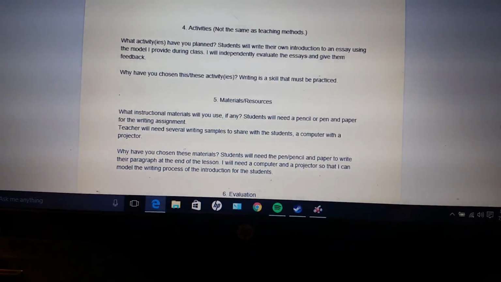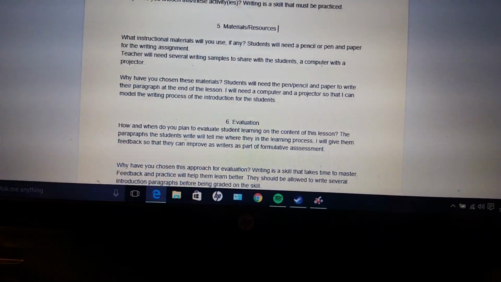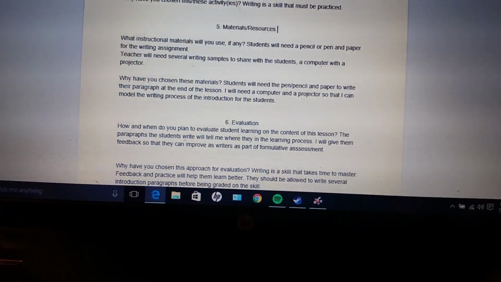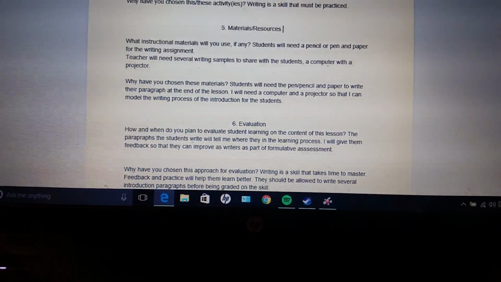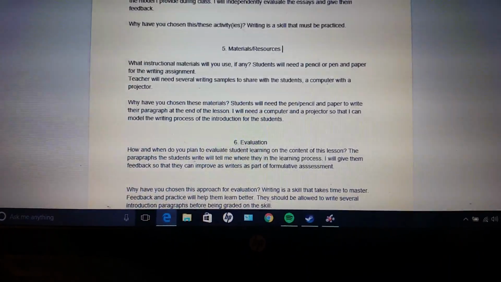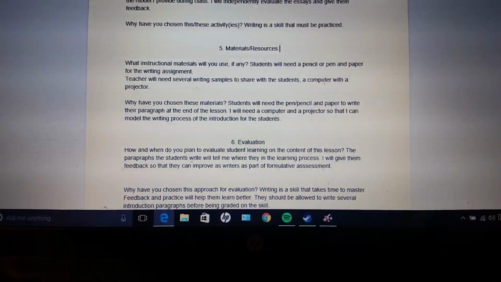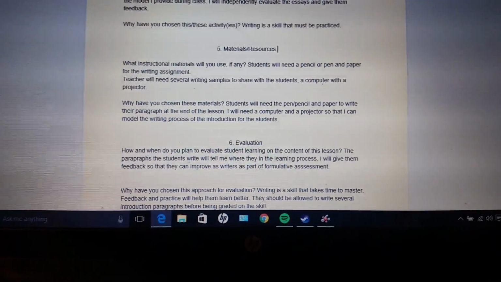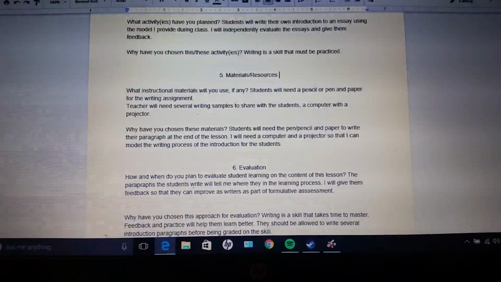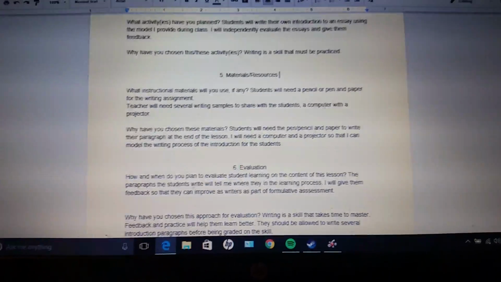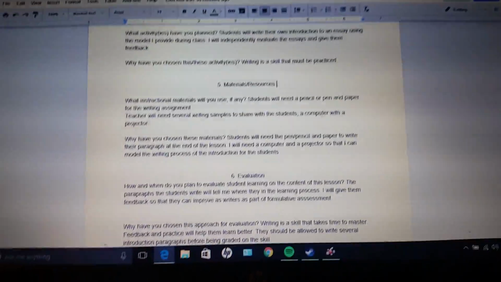My materials and resources. Students will need pen or pencil and paper for the writing assignment. Teacher will need several writing samples to share with the students, a computer with a projector. Why have I chosen these materials? Students will need the pen, pencil, and the paper to write the paragraph at the end of the lesson. I will need a computer and projector so that I can model the writing process of the introduction for the students.